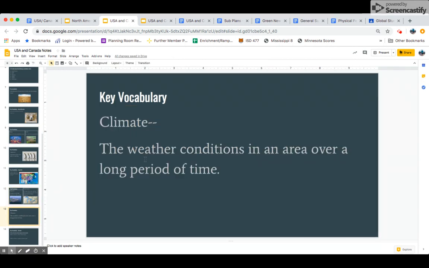One more, climate: the weather conditions in an area over a long period of time.